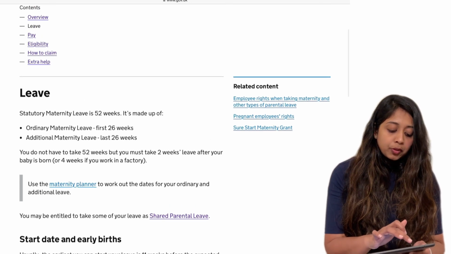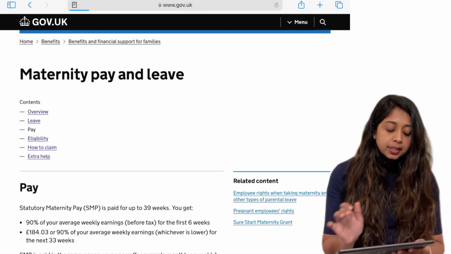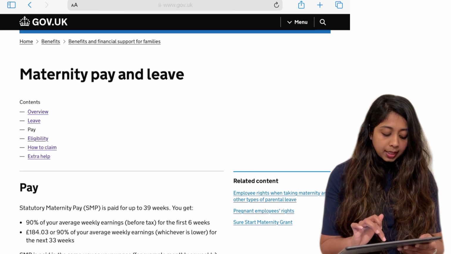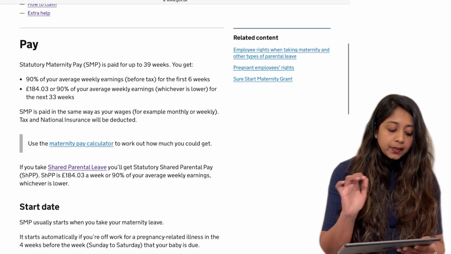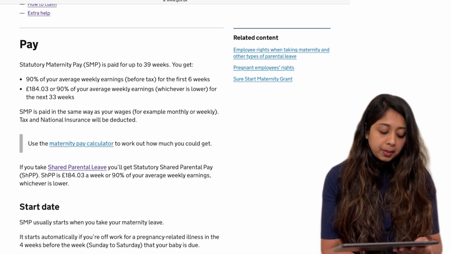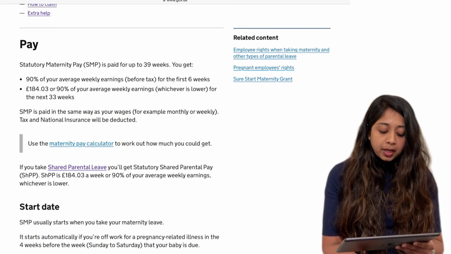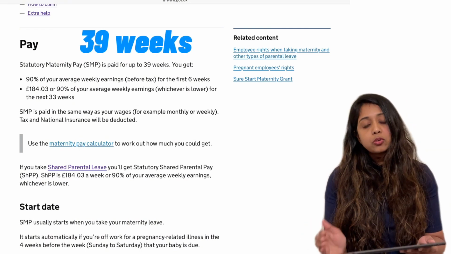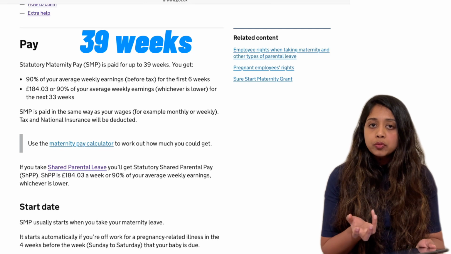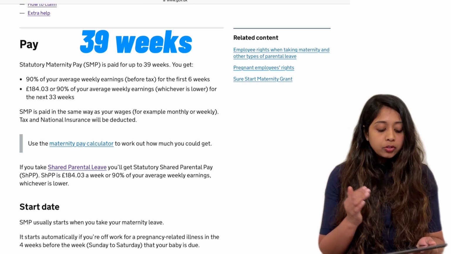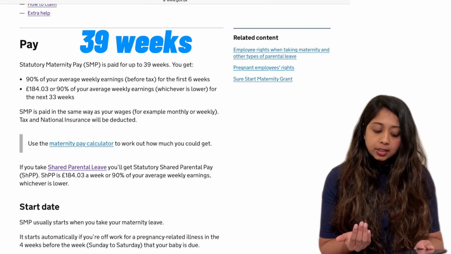Then we are moving on to the statutory maternity pay section on this page, and it clearly explains the amount of statutory maternity pay. SMP is paid for up to 39 weeks. So even though you are eligible for 52 weeks of maternity leave, your pay will be for 39 weeks.